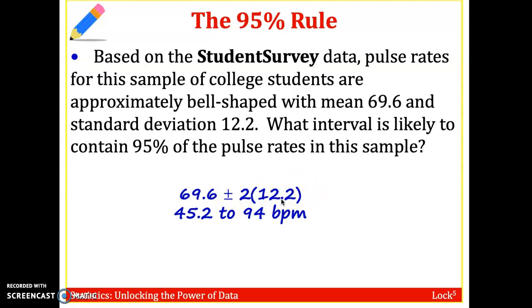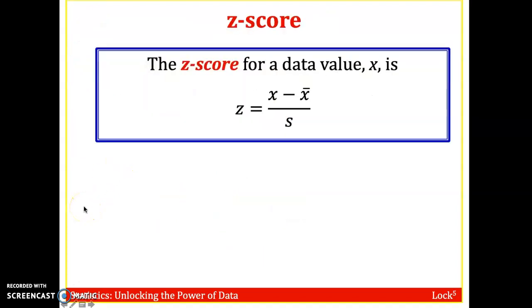If you take 69.6 plus 2 times 12.2, that gives you 95 beats per minute. If you take 69.6 minus 12.2 times 2, that gives you 45.2. Again, don't forget this only really works if you have a bell-shaped distribution.